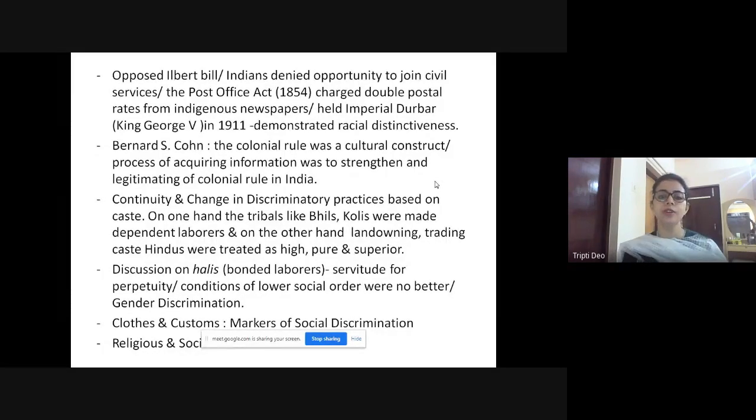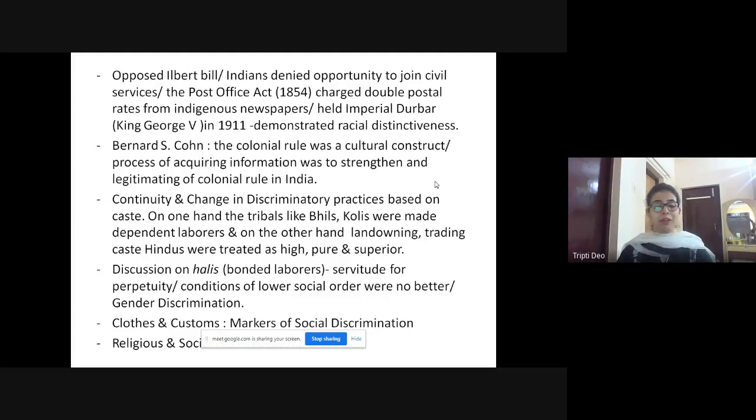Indians were denied the opportunity to join the civil services, and the Post Office Act of 1854 charged double postal rates from indigenous newspapers. So you can already see that there is discrimination. Why were they not allowed to join the civil services, which functioned as the administrative body for India? An Indian could not be a part of the civil services in India. Only Indians who had passed out from Oxford and Harvard were allowed to be a part of the Indian civil services. The Post Office Act of 1854 charged double postal rates from local newspapers, while newspapers coming from Britain were charged less.